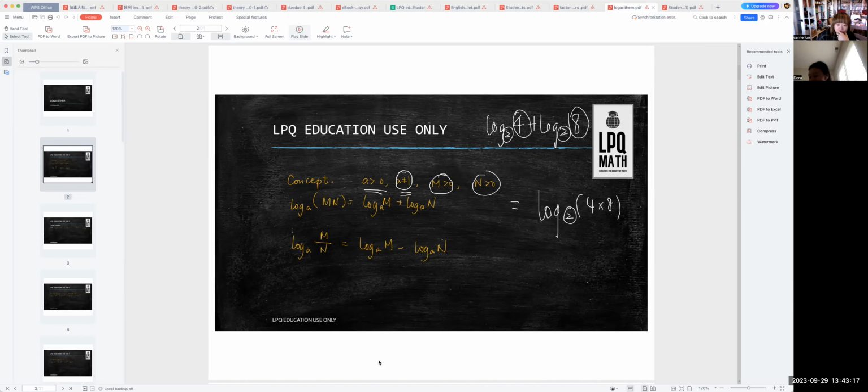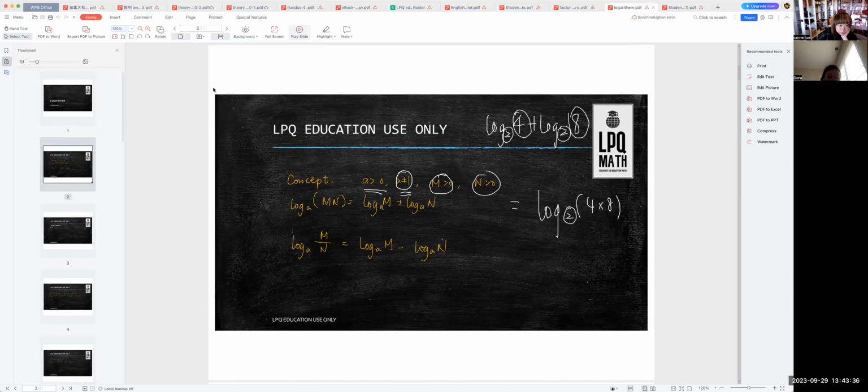Okay, so let's take a look at this one. If you understand that, also log a of m over n equals log a of m minus log a of n. Okay, did you copy this one as well? You did, right? Okay, so let's take a look at the next one.